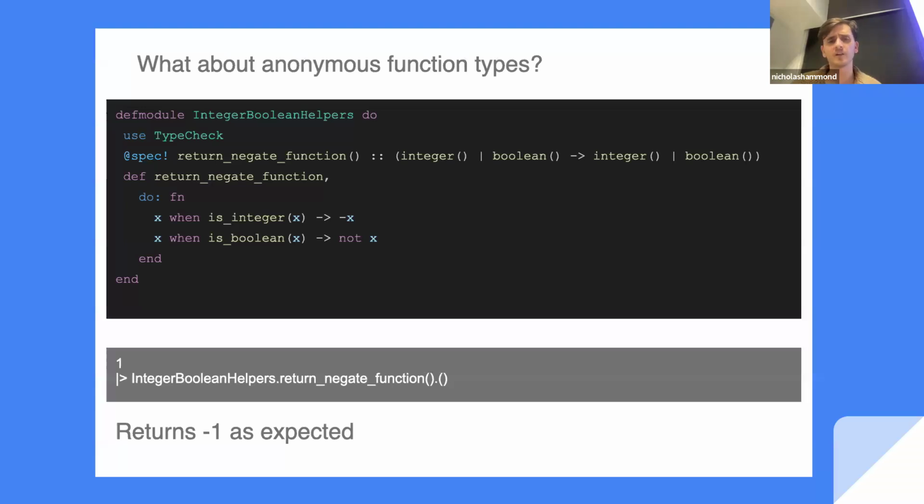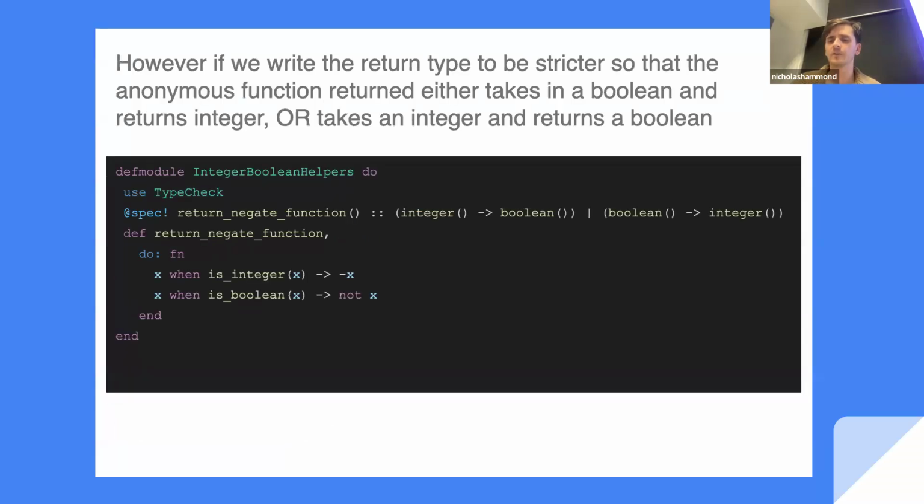But however, let's try a more restrictive type. We'll keep the same function that we had in this previous module, but now we'll write the type specs to say that the returned anonymous function must either take in an integer and return a Boolean, or takes in a Boolean and returns an integer. So anonymous functions that fall within this type are a strict subset of those that fall within the type that I specified in the previous slide. In particular, the same anonymous function from the previous example does not fall under this type.